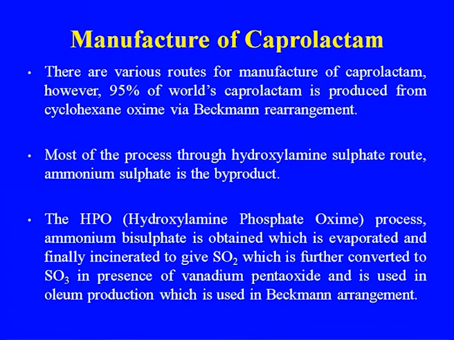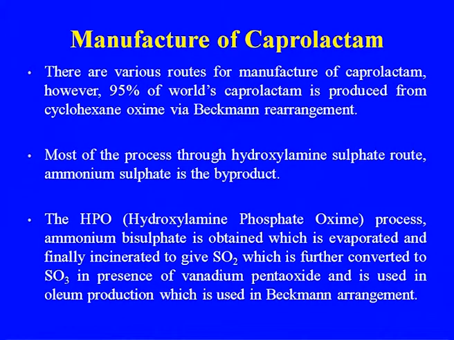There are various routes for manufacture of caprolactam. However, 90% of the world's caprolactam is produced from cyclohexanone oxime via Beckmann rearrangement. This is the major reaction that is taking place, and most of the processes go through the hydroxylamine sulfate route.